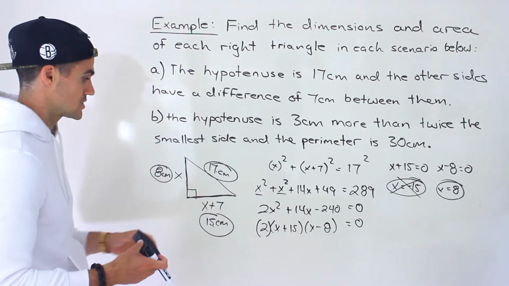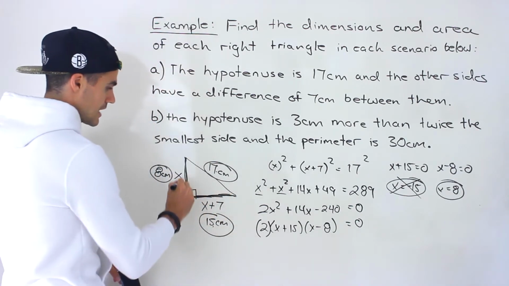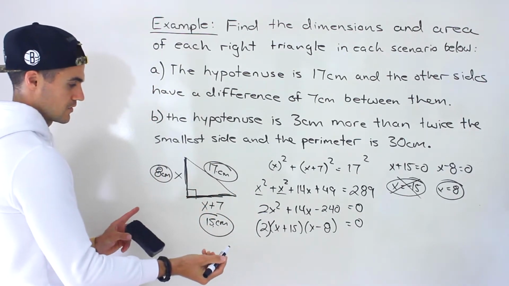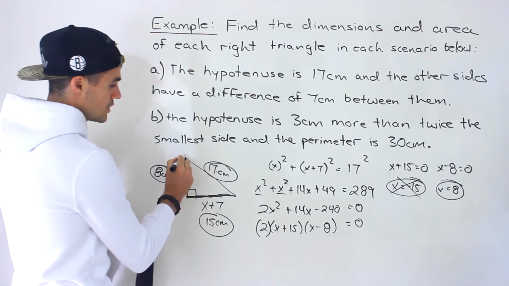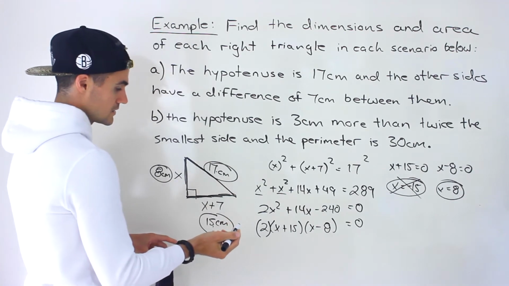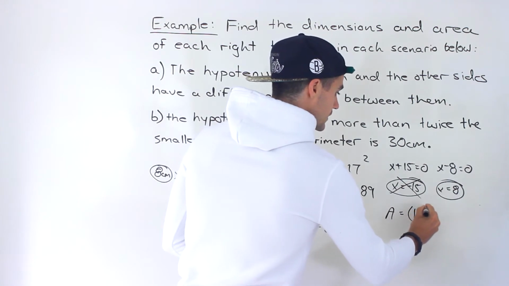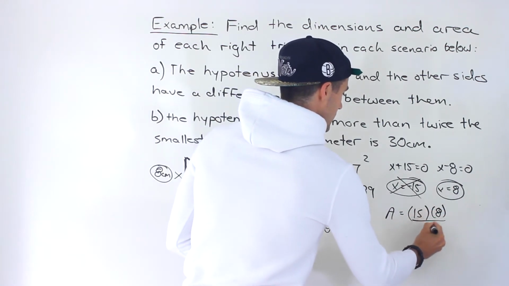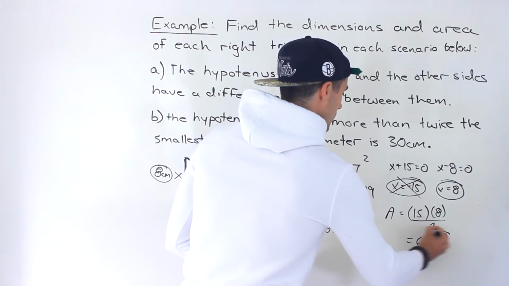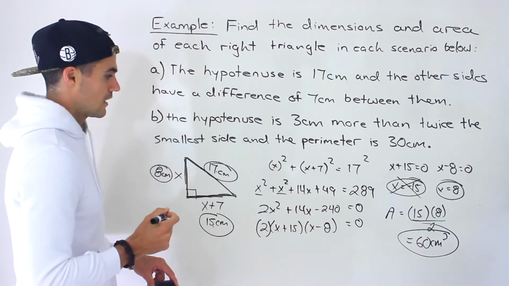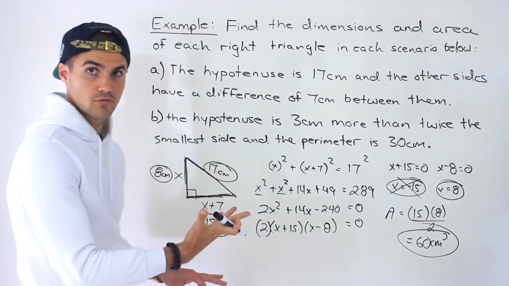So we have the dimensions. What would the area be? Well, it would just be base times height divided by 2, right? And so the base and the height are the two sides, the non-hypotenuse sides of a right triangle. So the area would equal 15 times 8 divided by 2, which would give us 60 centimeters squared for the area of this first triangle, right? So that's how you solve this kind of question.